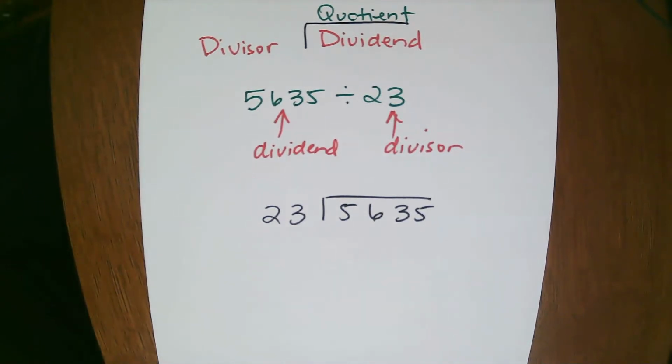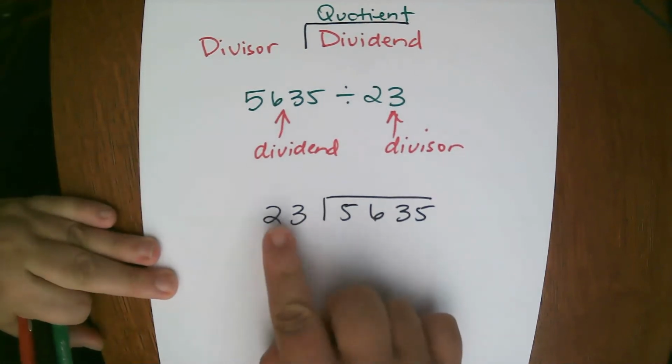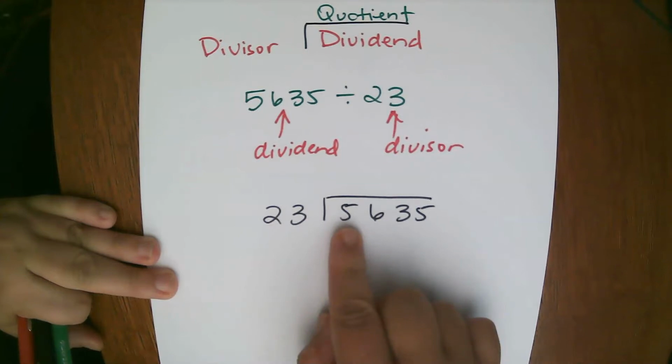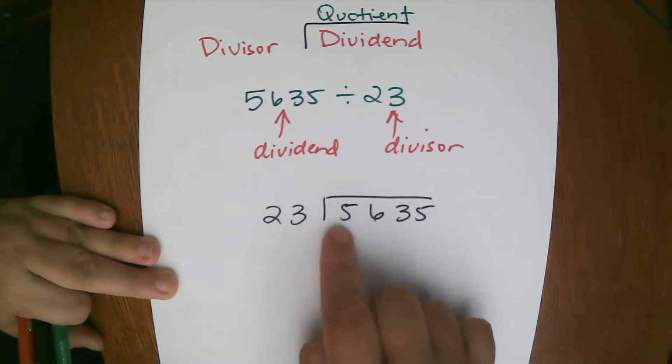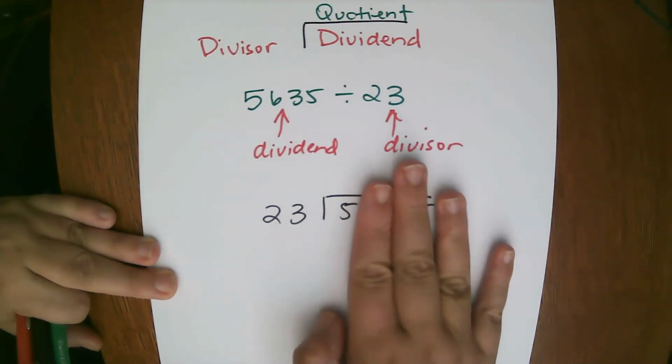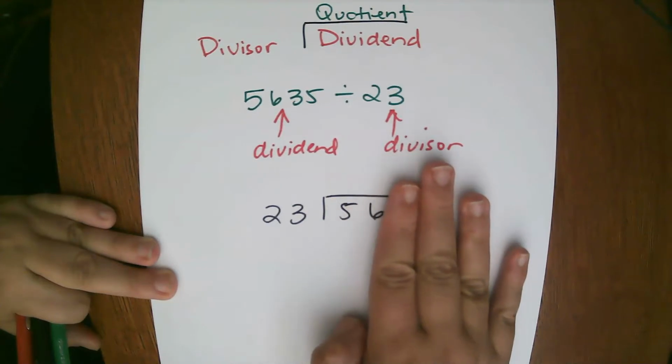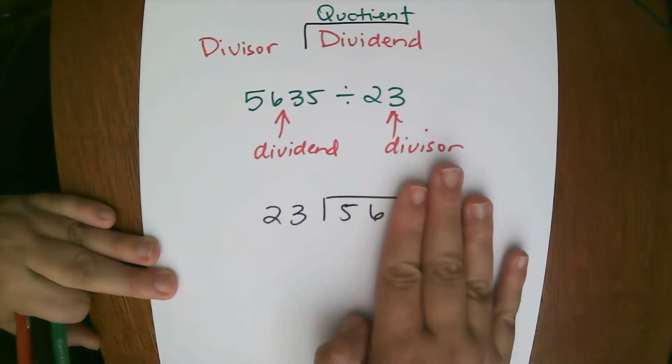I like to use different colors when I'm solving because it helps me keep track of my work. I'm a very visual person. So if you like to use different colors with me, go ahead. Alright, so the first thing I want to do is see if 23 can divide into 5. Or can I make 23 parts into 5? No, I can't make 23 parts into 5 because 5's too small, right? 5 doesn't even have 23. So we have to go over to the next number.